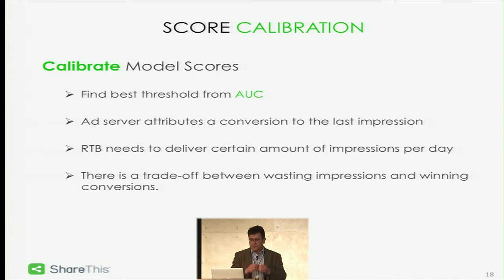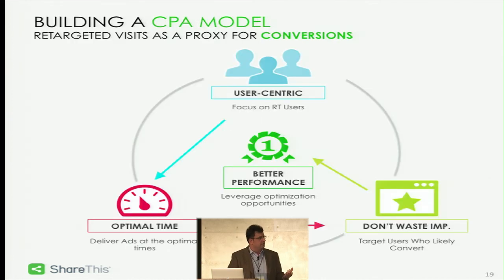And we calibrate. Another issue is how we do that in production. So we need to find the best threshold from the AUC, and also the real problem in production is that the ad server attributes the conversion to the last impression. So we need to sacrifice some of the impressions. That's one reason we need to be careful about that.